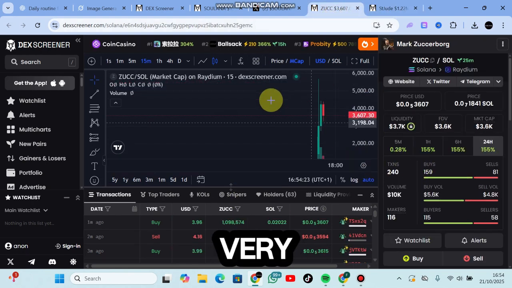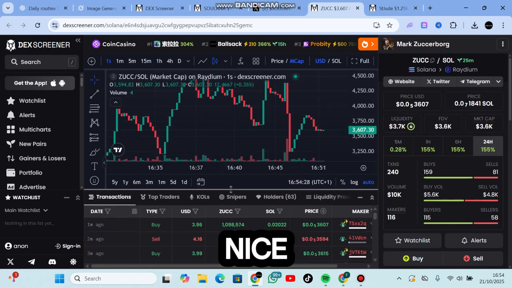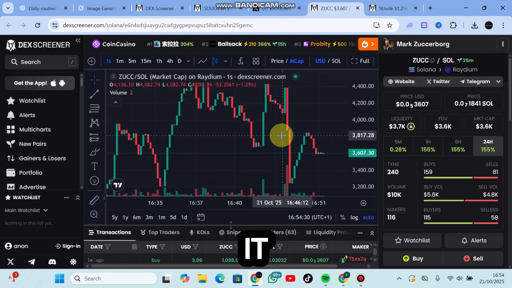So I think this is the third one. This one is also a very good one that I might consider buying. And I see the chart is looking nice. People are generally interested in it.